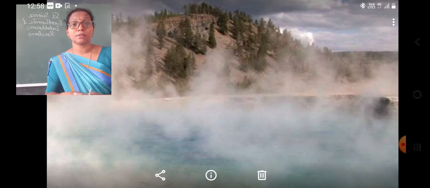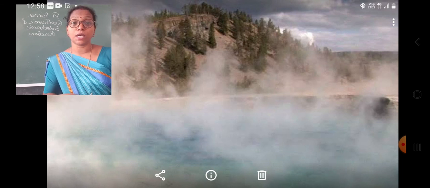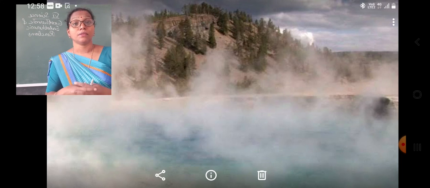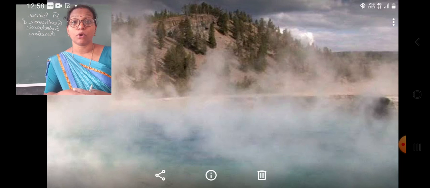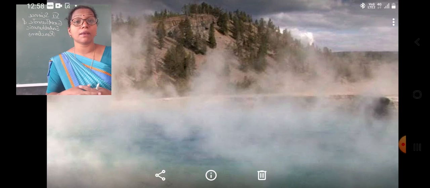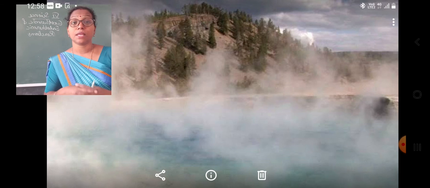So students, we studied many examples of exothermic and endothermic changes. One more time, we can understand that the exothermic reactions are reactions in which the heat is evolved or produced, and opposite to that there are endothermic reactions in which the heat is absorbed.